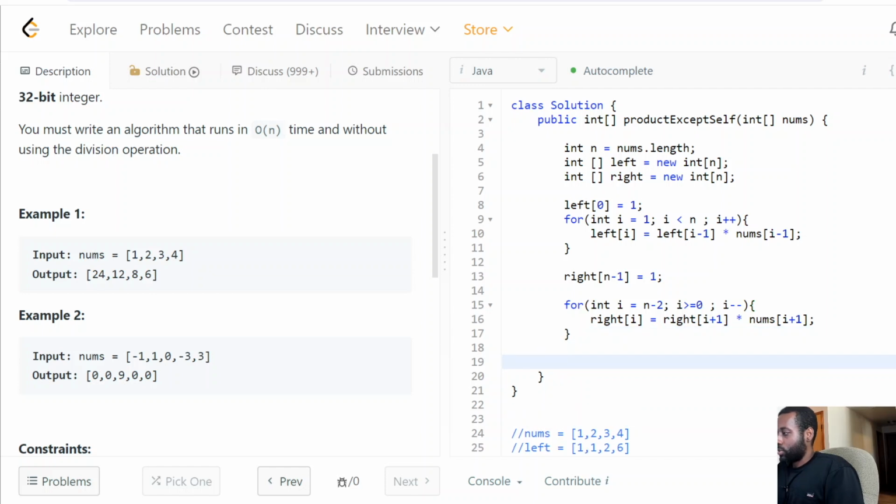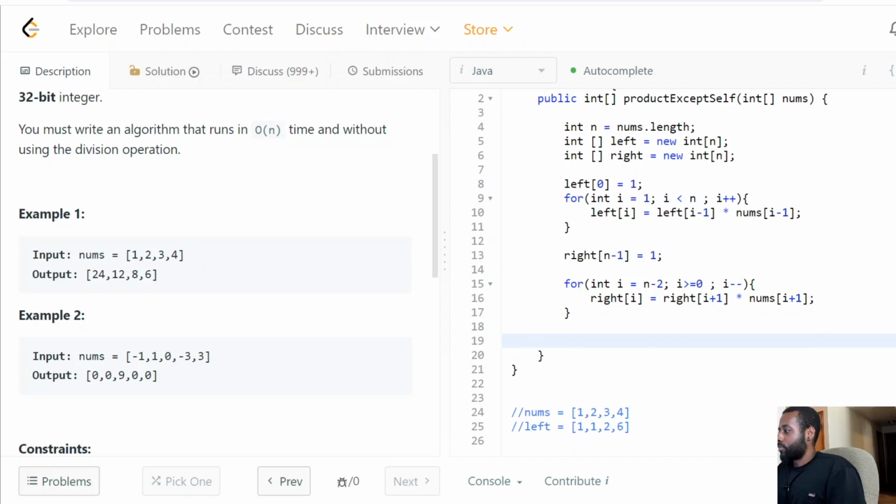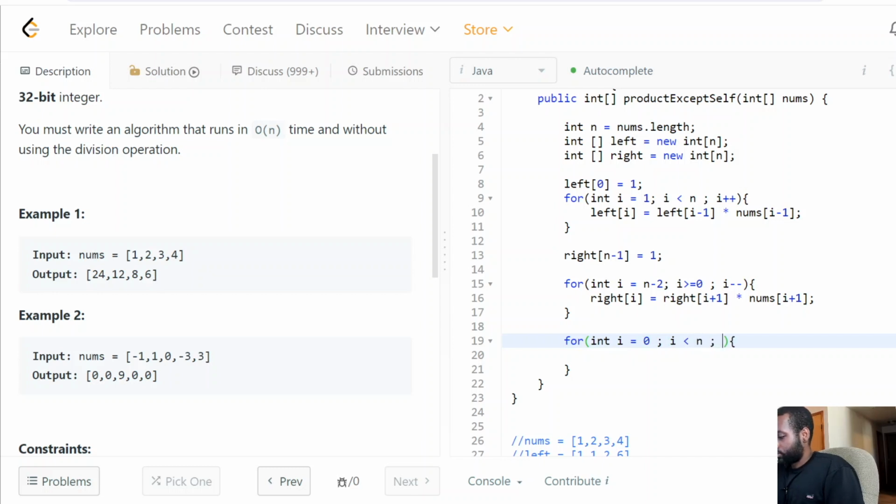I think that we're good. We computed all those computations. So now what we need to do is simply a linear loop, i equals 0, to build it. So let's capture things here. We need the results as well, so res equal to int.